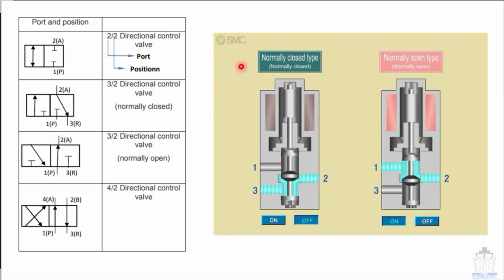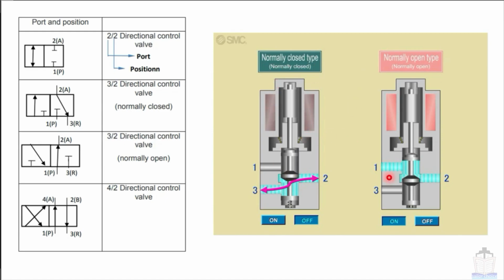Once again, I want to give you some examples related to normally closed type and normally open type valves. As I told you before, in normally closed type, number 1 port, since it is the primary port, means pressure is present over there, and you can see in this normally closed type, number 1 port is closed by this valve, and number 2 and number 3 ports are still open. So that is called the normally closed type.